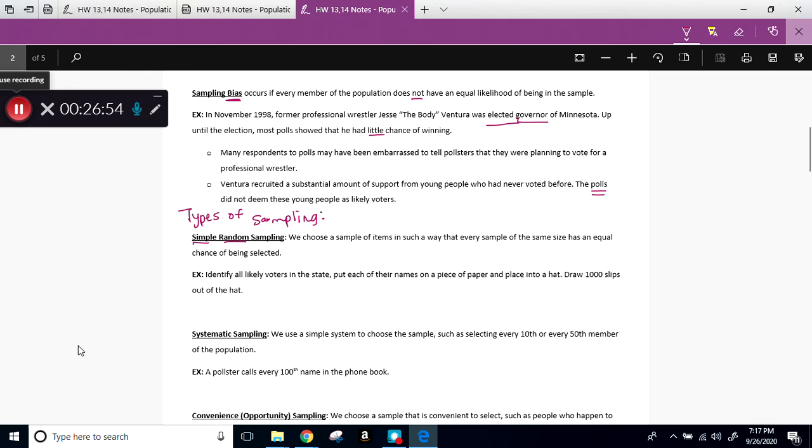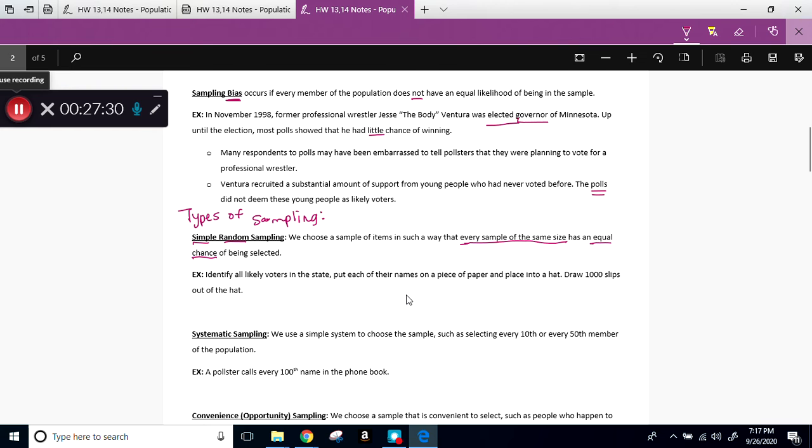So we choose a sample of items in such a way that every sample of the same size has an equal chance of being selected. So that's important. Every sample of the same size has an equal chance of being selected. Example: identify all likely voters in the state, put each of their names on a piece of paper, and place into a hat. Draw 1,000 slips out of the hat. That's simple random sampling. Now, we have computers that do that now.